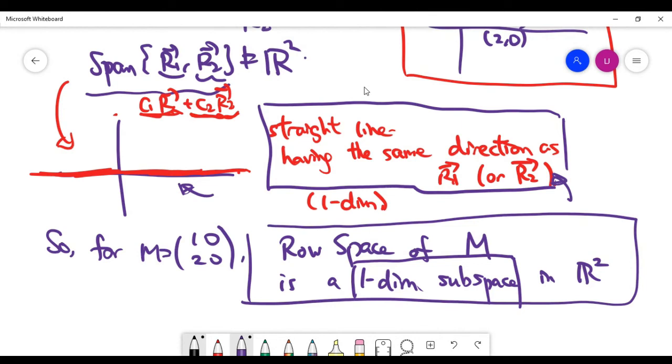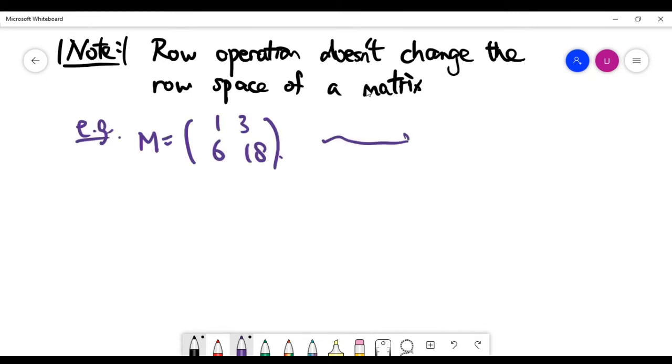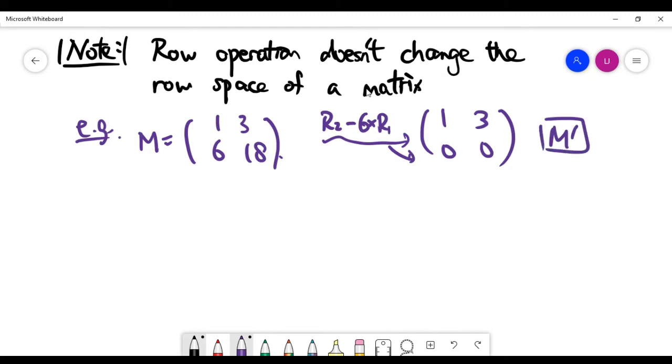And let's look at some notes here. It's actually quite an interesting observation. I'm claiming that row operations don't change the row space of any matrix. To convince you, we can look at some examples. Let's say I'm giving you such a 2 by 2 matrix. If you carry out a certain row operation, let's say row 2 minus 6 times row 1 for the second row, then you'll get a new matrix, M prime. Based on my note, the row space of the two matrices shouldn't change.